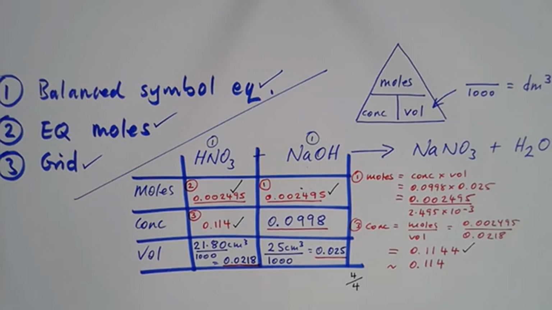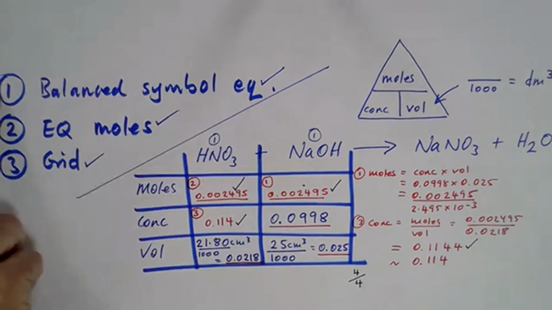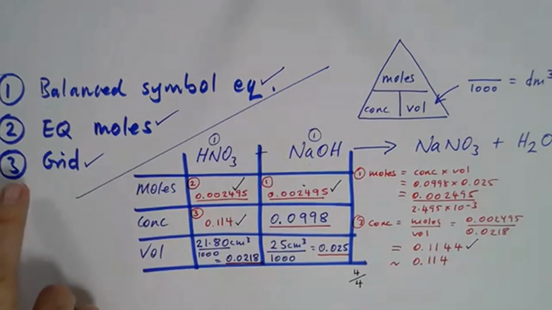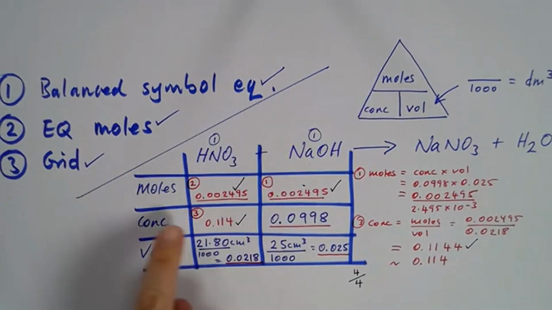Okay, well, hopefully you'll find that useful. And remember 3 key things when you're presented with questions like this. Write out the balanced symbol equation. Write out the equation for moles like this in the triangle. And then construct your grid like this and put the known information into your grid. And only then attempt to answer the question, because your hard work is then done for you.